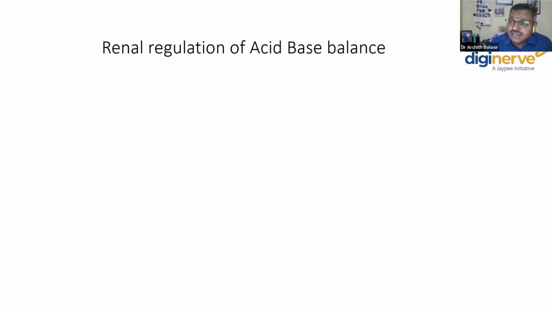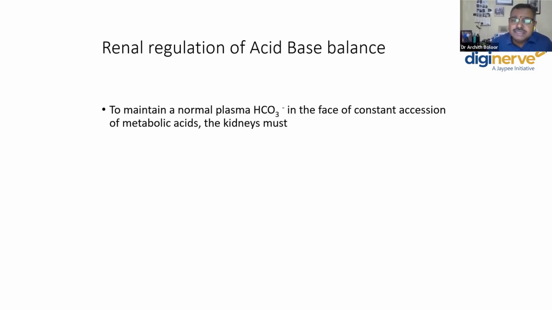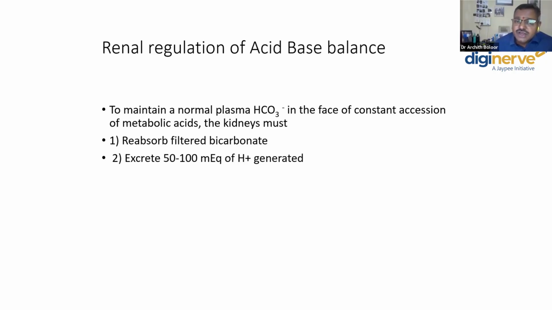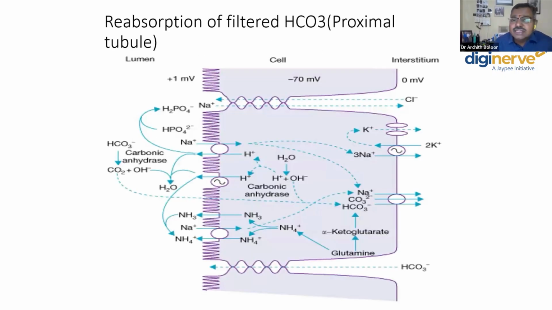Coming on to the third and possibly the most complex form of the acid-base balance, because there are multiple things that happen at the renal system, which usually happen a little later compared to the respiratory, which happens faster. Now, to maintain a normal plasma bicarbonate in the face of constant addition of metabolic acids, the kidney must either reabsorb the bicarbonate so that H plus is neutralized, or excrete almost 100 milliequivalents of H plus which is generated. So if there is acid added into the system, it has to excrete more. That is where it is going to happen.